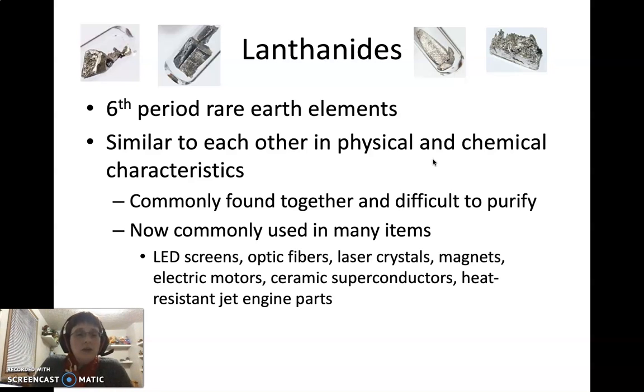The thing is that we use them all over the place. They are found in your LED screens. We use them in fiber optics, laser crystals, magnets. You guys actually used some of the lanthanides when we did our electricity lab, the neodymium magnets, those super strong magnets that were in the containers and so forth. Motors, ceramic superconductors, even jet engine parts are now built out of lanthanides because of their unique properties.